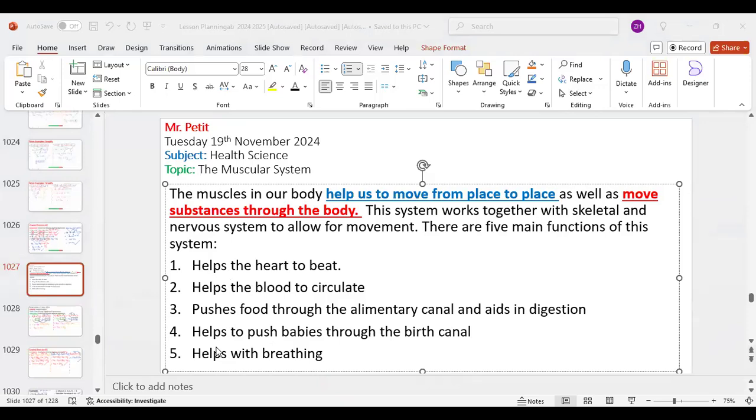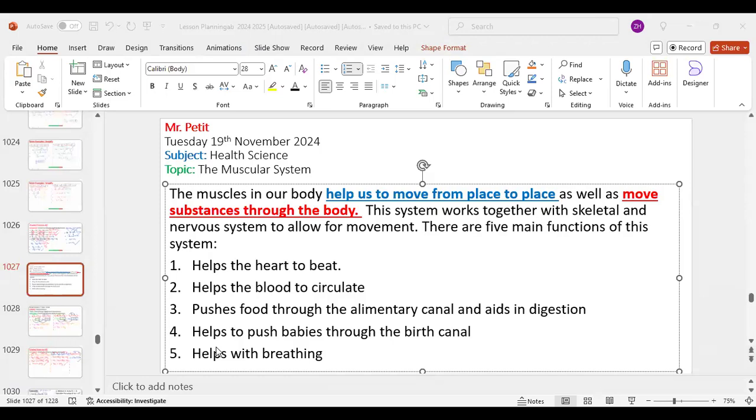There are five functions of the system. Helps the heart to beat. Helps the blood to circulate. Pushes food through the alimentary canals. Aids in digestion. Very good. Helps to push babies through the birth canal. Helps with breathing. Very good.